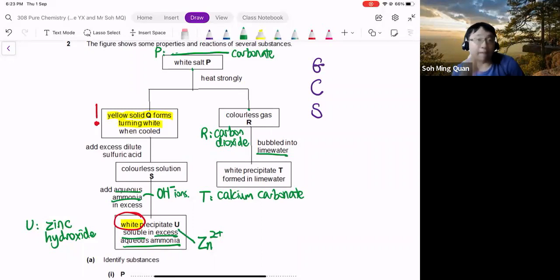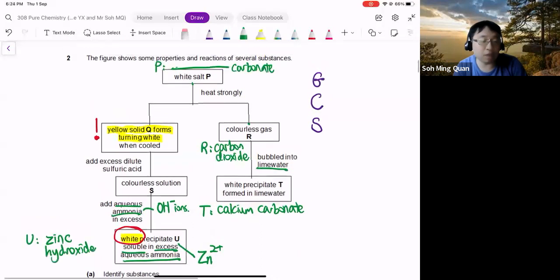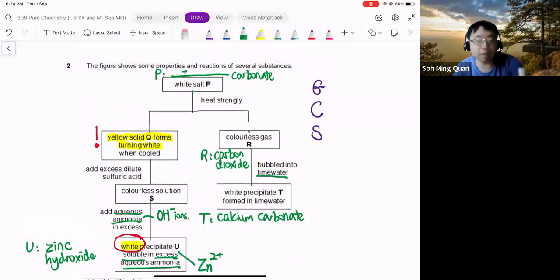So now you have established zinc. So are you going to suddenly have copper in this question? No, right? Are you going to suddenly have iron 3 in this question? No, right? Which means immediately P is zinc carbonate, right? It can't suddenly be something else. If you have established that the main character here is zinc, it's going to be zinc. And true enough, it is zinc carbonate.